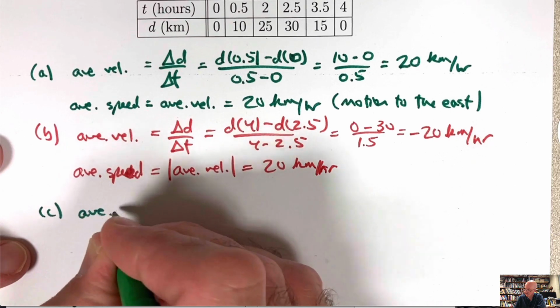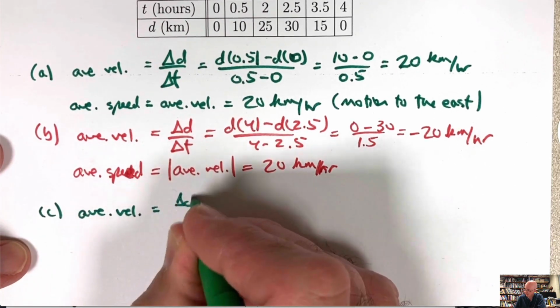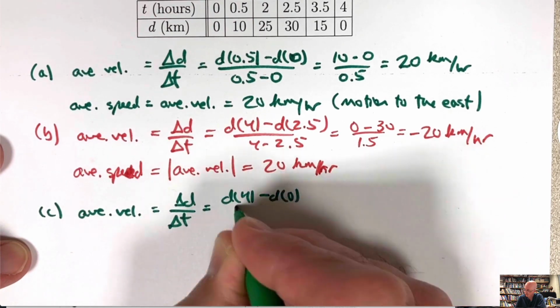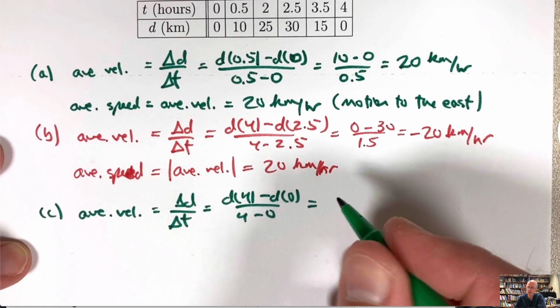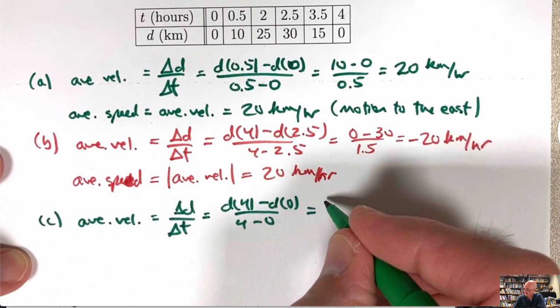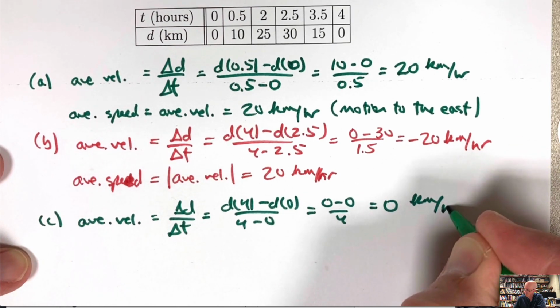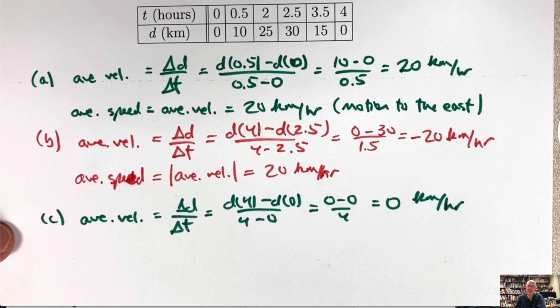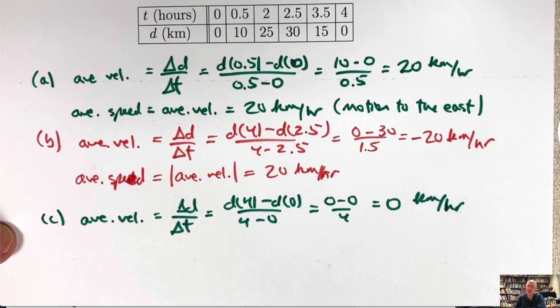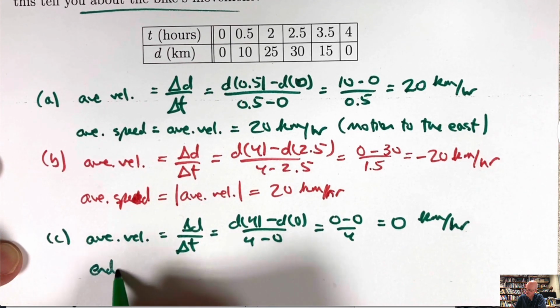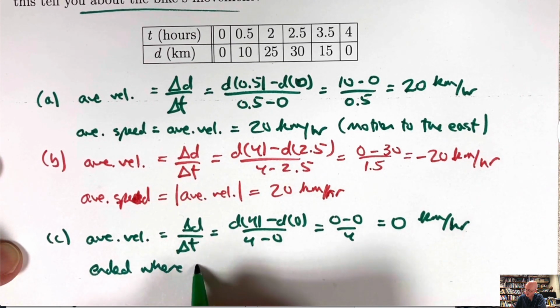The average velocity, in this case, delta d over delta t, is d of 4 minus d of 0 over 4 minus 0. Both d of 4 and d of 0 are 0. This is 0 minus 0 over 4, 0 kilometers per hour. Wait a minute, does that mean the bike didn't move? No, it did move. It went from east to west, starting from home, came back to where it started. What it means is the bike ended up back where it started. Okay? That's what it means. Ended where you started.